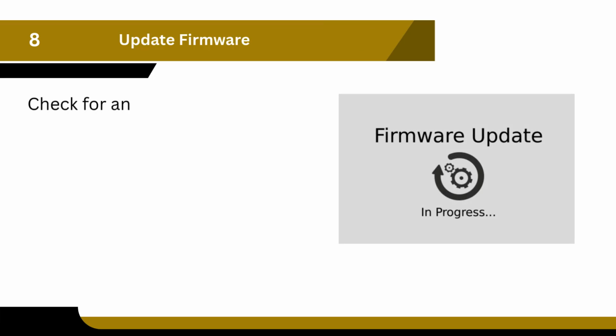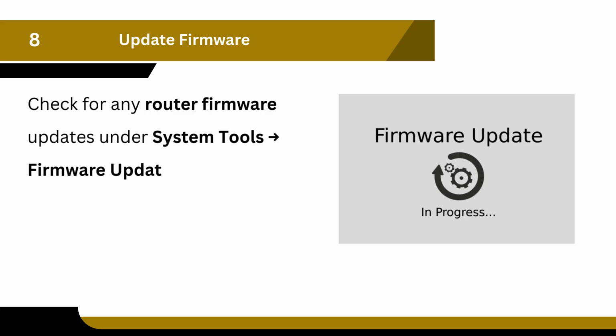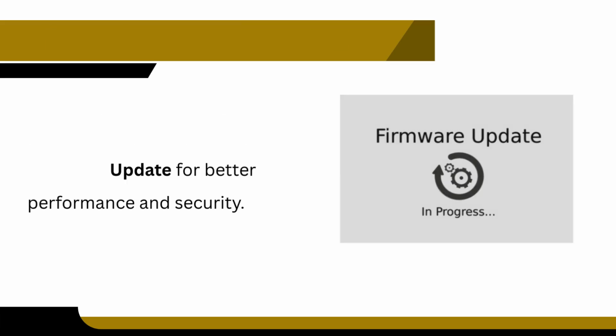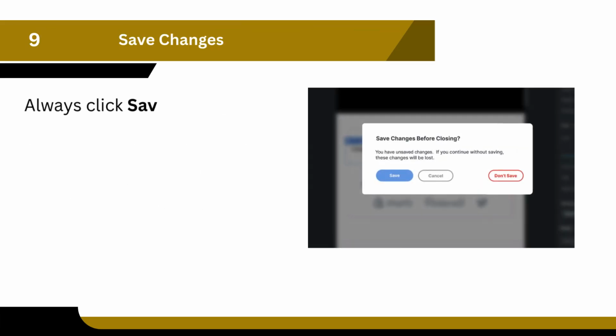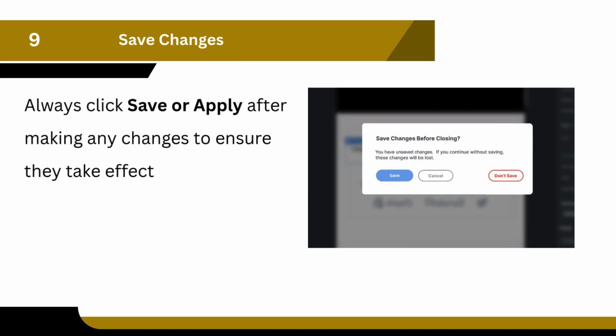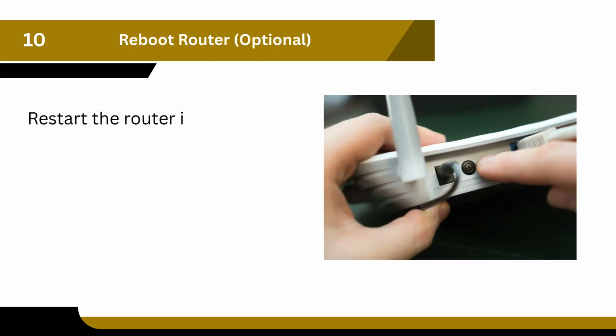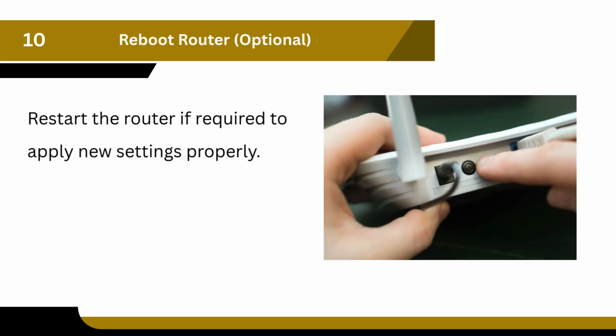8. Update firmware. Check for any router firmware updates under System Tools, Firmware Update for better performance and security. 9. Save changes. Always click Save or Apply after making any changes to ensure they take effect. 10. Reboot router, optional. Restart the router if required to apply new settings properly.